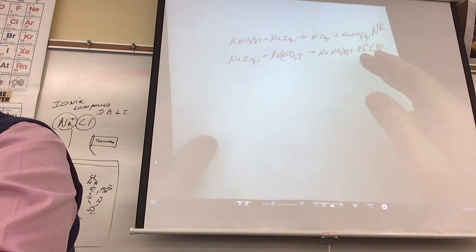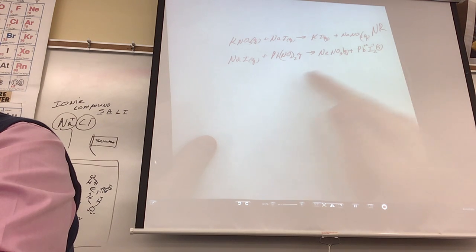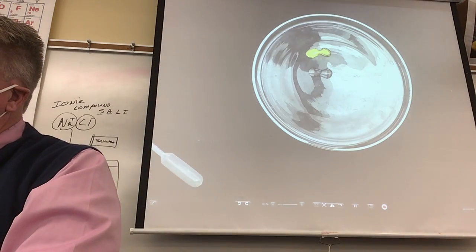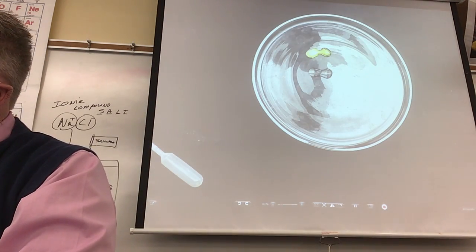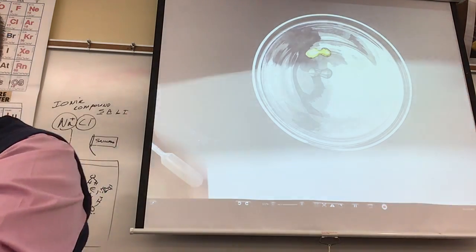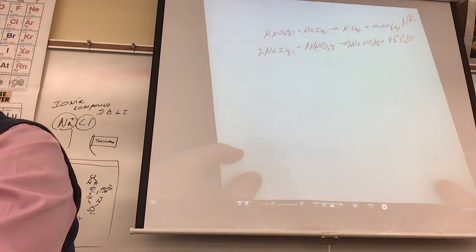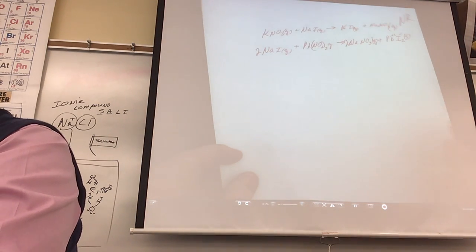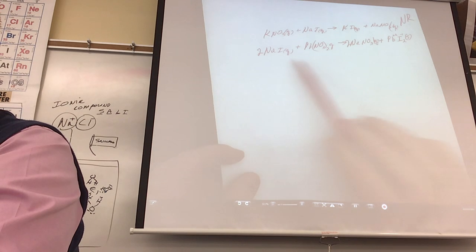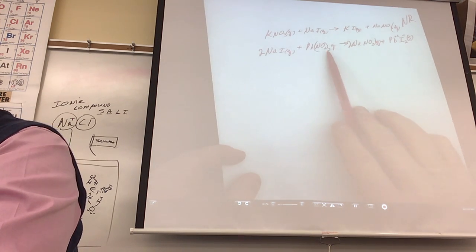Oh, by the way, we didn't balance it. Did we balance this yet? The first one is already balanced. What about this one? No, it's not. Okay, so let's balance it. That was easy. Is everybody okay? All right, I had 2 iodines here. I need 2 here. And that gave me 2 sodiums, 2 sodiums, it gave me 2 nitrates, and I had 2 nitrates.